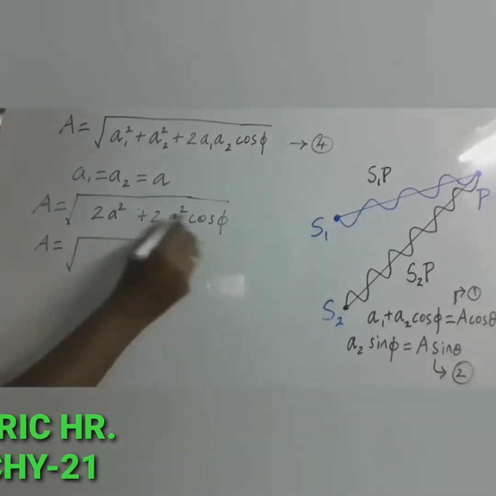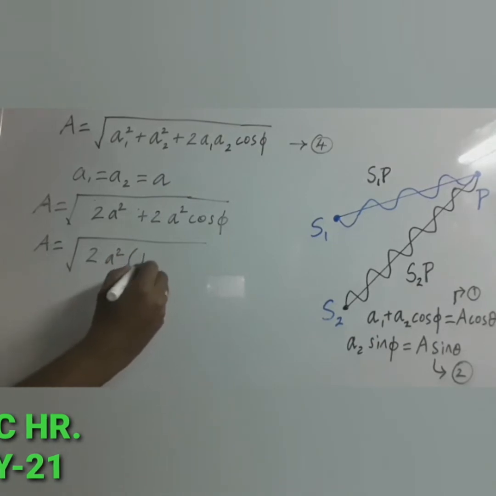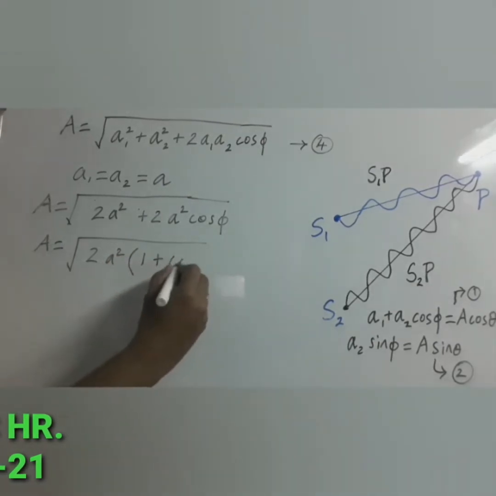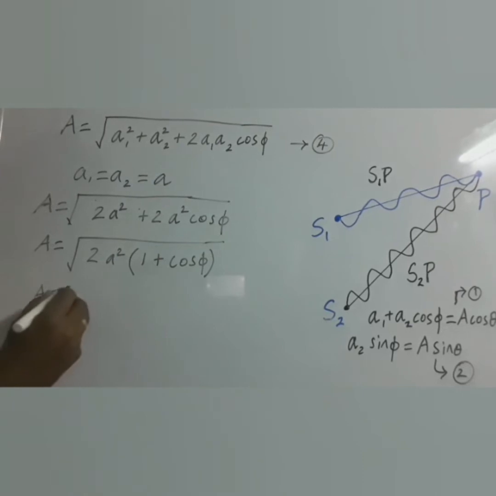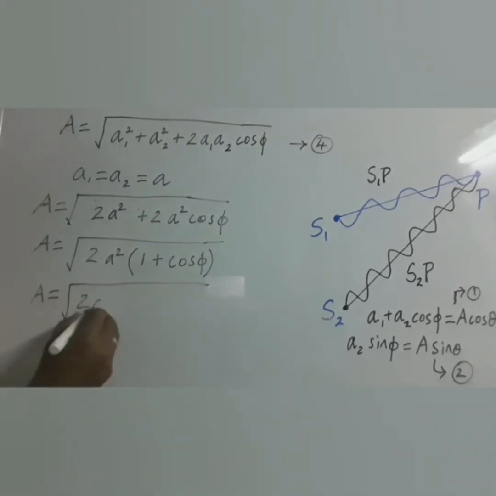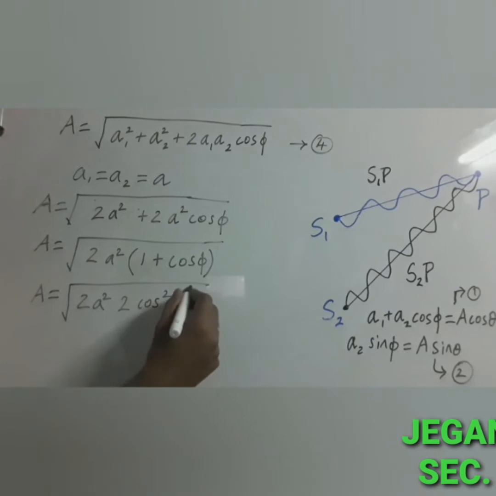As 2a square is common in both terms, it can be taken outside. So what is the remaining thing within the bracket? 1 plus cos phi. You know the expression for 1 plus cos theta, which is equal to 2 cos square theta by 2. So here you can write that expression: root of 2a square times 2 cos square phi by 2.